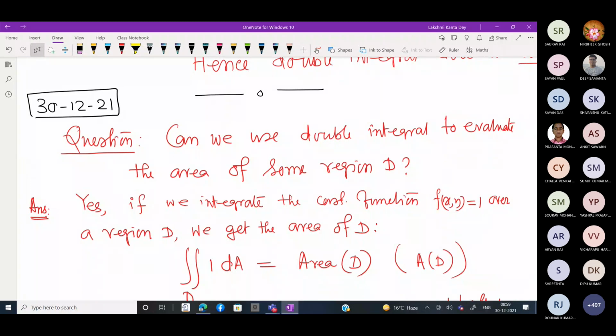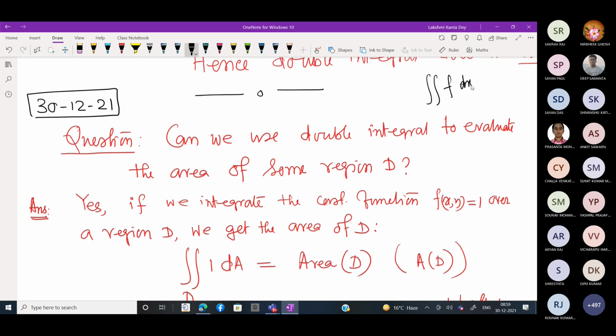Okay, I will start with one question. Basically, this question was asked by some of the students. Can we use double integral to evaluate the area of some region? The answer is yes. If we integrate the constant function f(x,y) equal to 1 over a region D, then we get the area. How? We all know the geometrical interpretation of double integration.